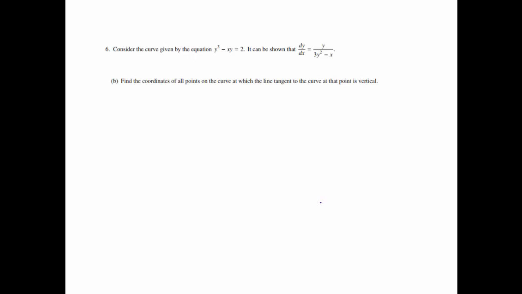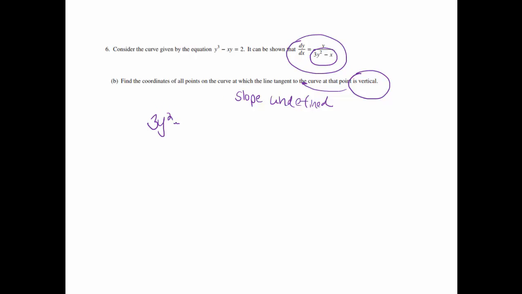Okay, part B, find the coordinates of all points on the curve at which the line tangent to the curve at that point is vertical. So if we want a vertical tangent line, we're looking for where the slope is undefined. This is the slope right here. So to find where it's undefined, that would be where the denominator equals 0. So I'm going to take 3y squared minus x, set it equal to 0.